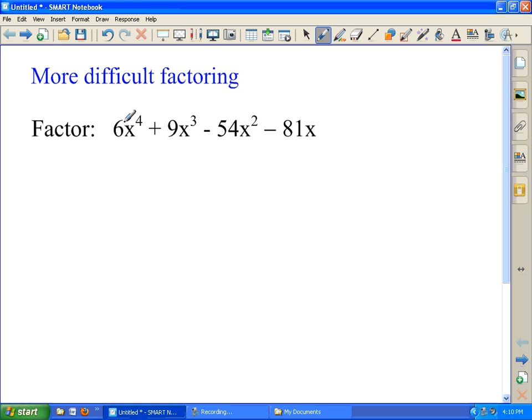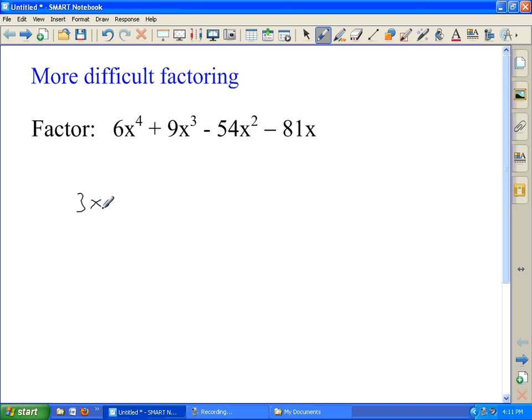So the biggest thing that's going to go into all of these, 6, 9, 54, 81, it looks like a 3 goes into all of those. I'll be taking a 3 out. And then also remember to look at your x's. If there are x's in all of these, x to the first is the smallest power. That's the one that's going to go into all of these.